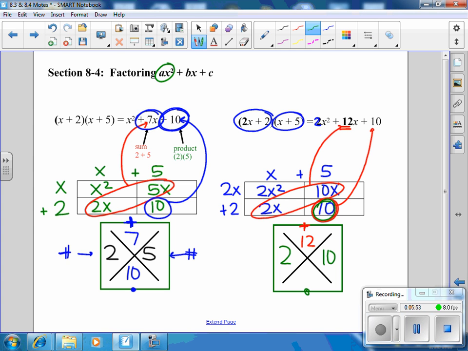We need to remember that there is a number in front of x squared, and that changes everything. So instead of just multiplying to make the number on the end, we want it to multiply to make the number in the front, so in this case 2, times the number on the end. Those two multiplied together. And if you look, the numbers that we have, the 2 and the 10, do that. So how can we just throw in a new rule?